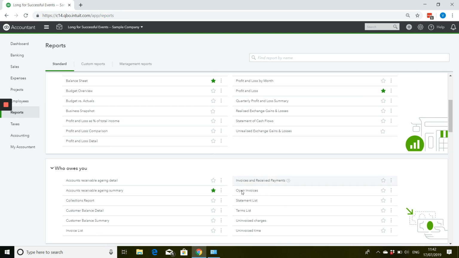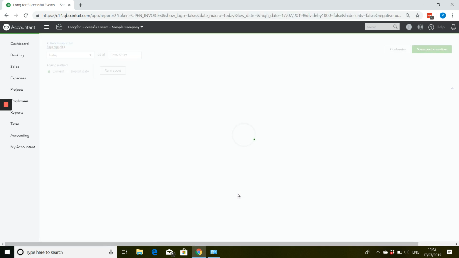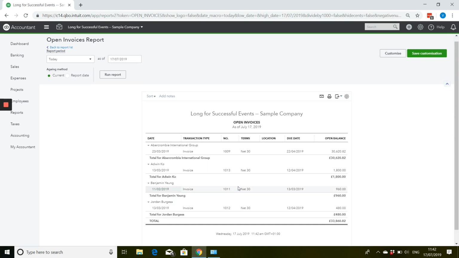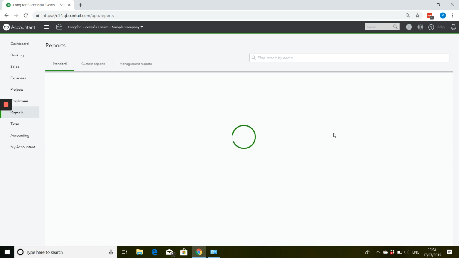One is the open invoices. I'm just going to click on that now. Okay, so this is where we've invoiced customers and they owe us money. We've got Abercrombie International Group, Adwin Co, Benjamin Young and Jordan Burgess. That total is the total amount that the customers owe to our business. And obviously here you can see the date, the number, how much it is. Click on back.